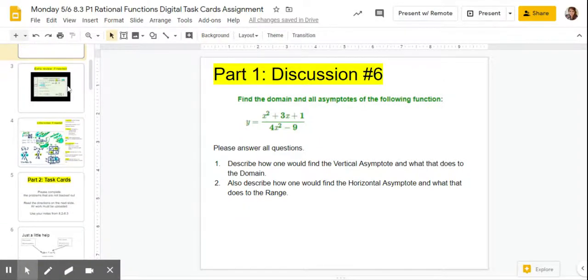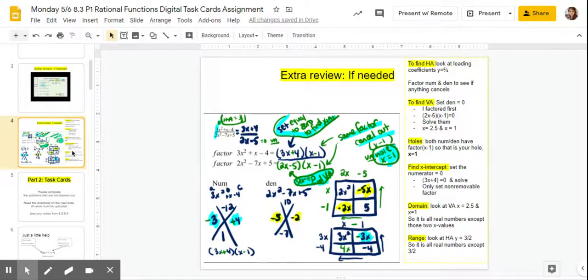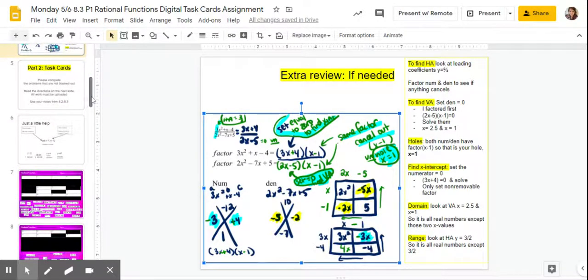After you're done with that, I did post a video here for you to review if you need to watch this video so that you're able to complete today's activity. And then on slide 4, I also did an example, and on this slide here, if you notice where I've highlighted, I review how to find the HA, how to find the VA, identify what is a hole, define the X intercept, the domain, and then also identify the range. And I did an example so there are actual answers for that explanation.